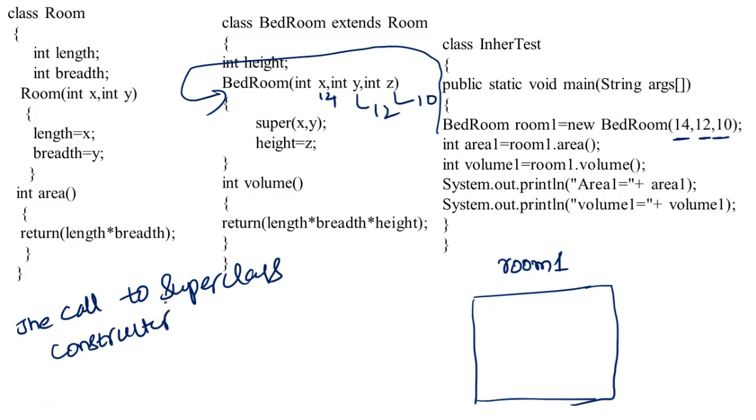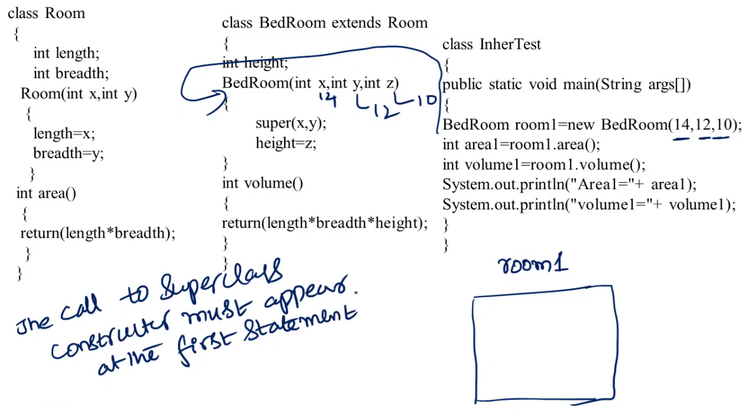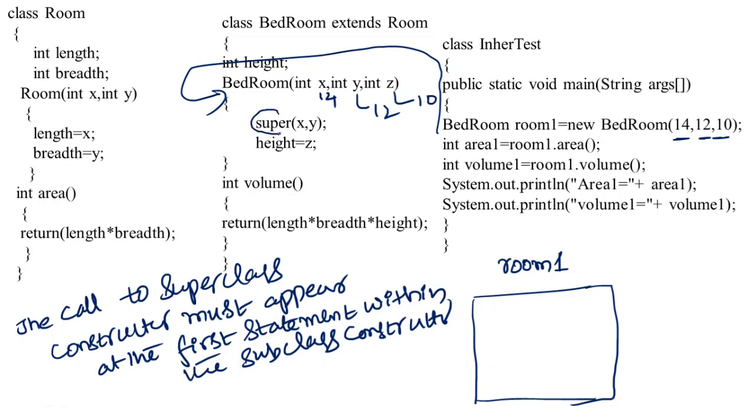The superclass constructor call must appear at the first statement within the subclass constructor. Just observe this statement, just read it properly. Bedroom is the subclass constructor, and this super method appears as the first statement. This is first, this is second. That's what he is saying.